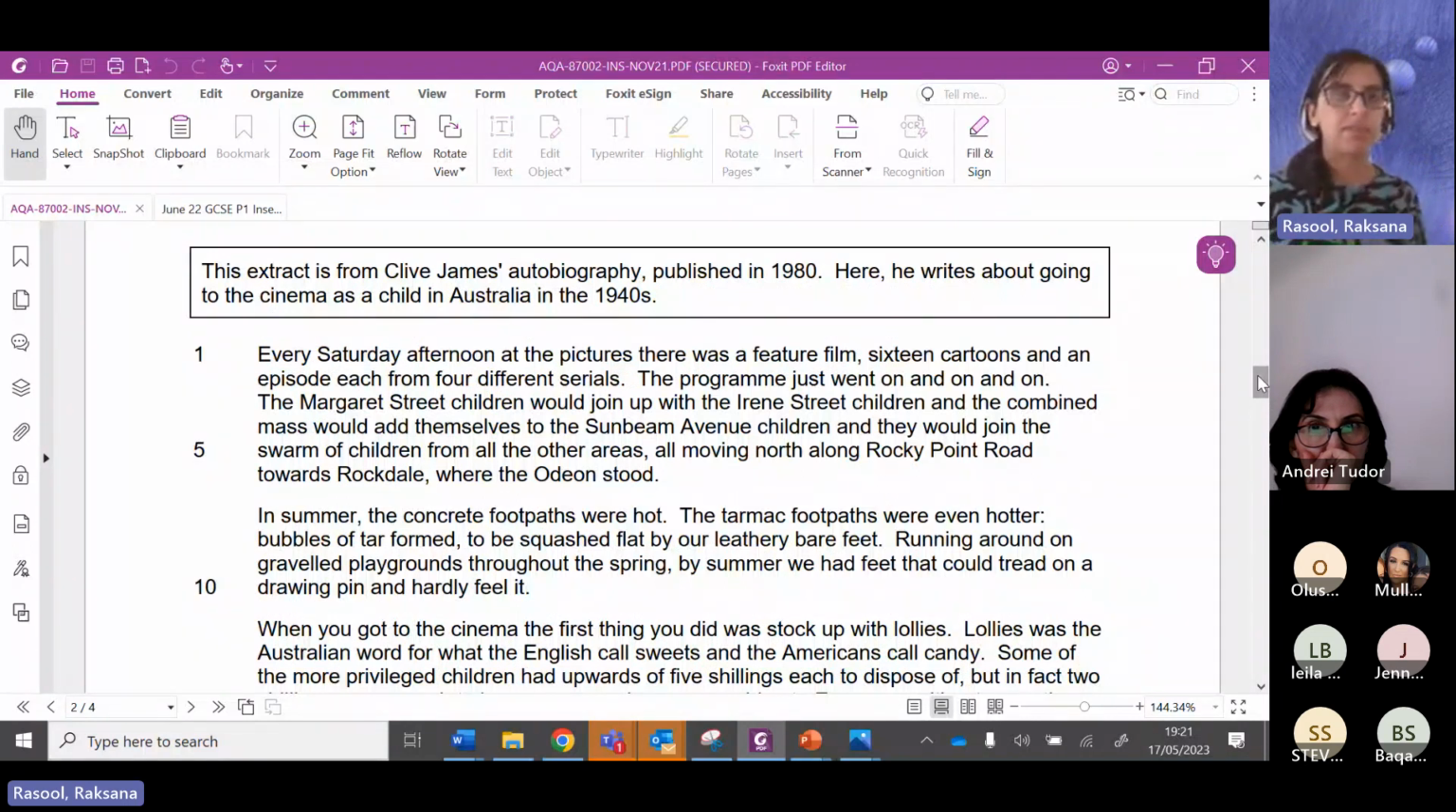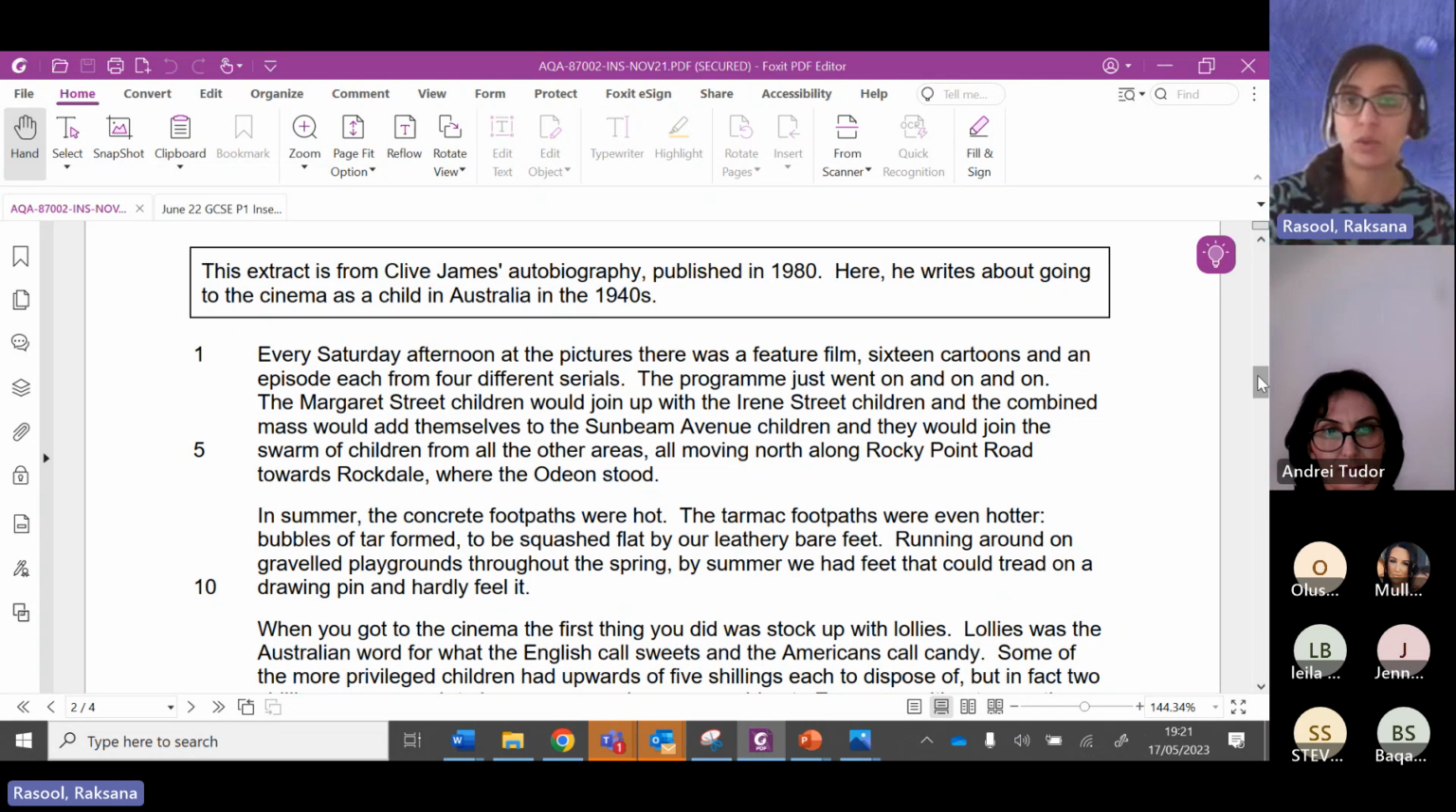These are his memories. Every Saturday afternoon at the Pictures, there was a feature film, 16 cartoons and an episode each from 4 different serials. The programmes just went on and on and on.